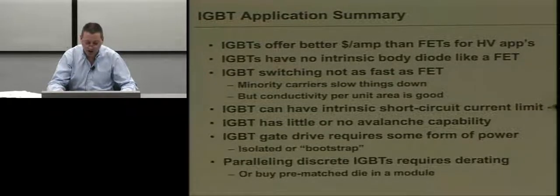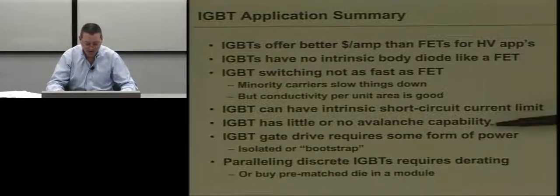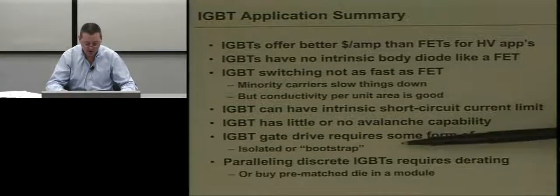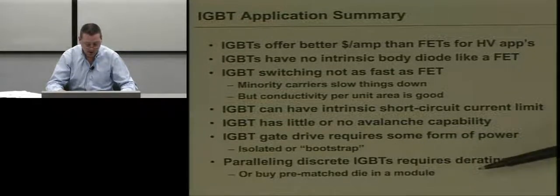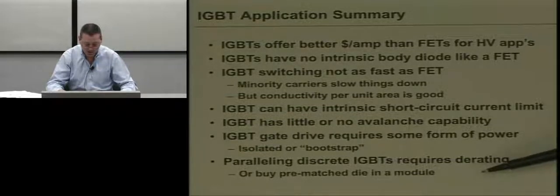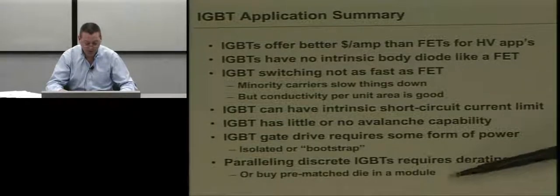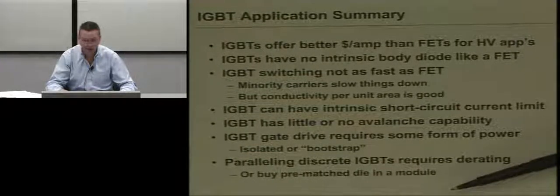IGBTs can have intrinsic short circuit capability, but you pay a penalty for that, which is reduced, poorer VCE-on. IGBTs have no intrinsic avalanche capability like FETs. They require, just like FETs, some kind of a gate drive power, either isolated or bootstrap. And paralleling IGBTs requires either derating them so that if you do have mismatch, you can accommodate that, or if you want to optimize it, then you have to buy pre-matched die in a module.